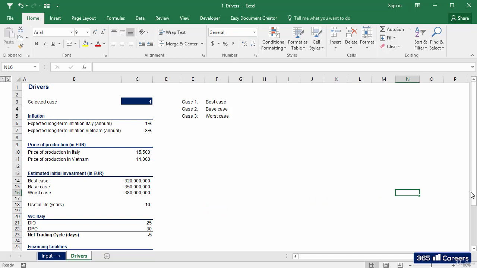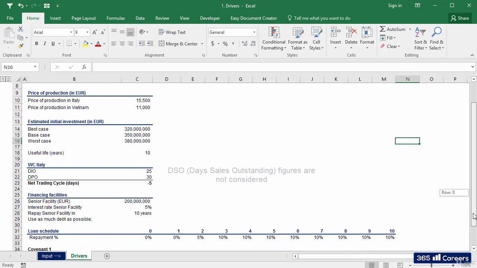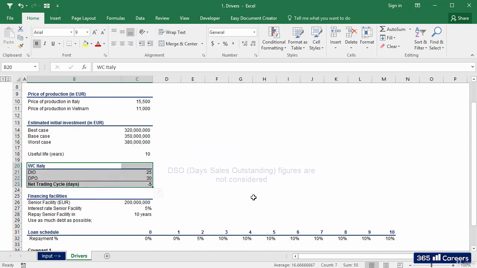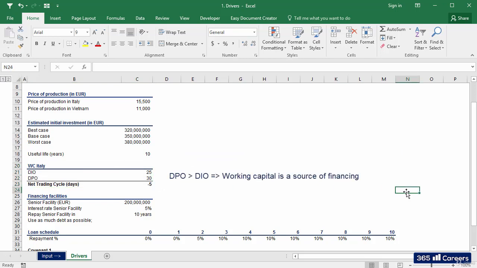Our inputs page contains information about the working capital figures observed in Italy. Given we consider production only, DSO figures are not included. The firm has a favorable net trading cycle in Italy, which means it can finance part of its operations with suppliers' capital, given that DPO is higher than DIO.